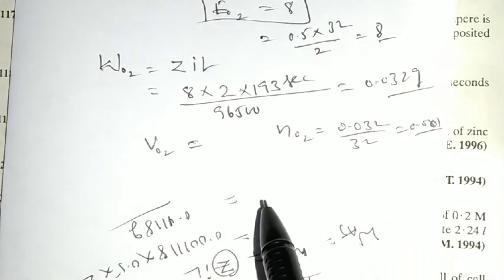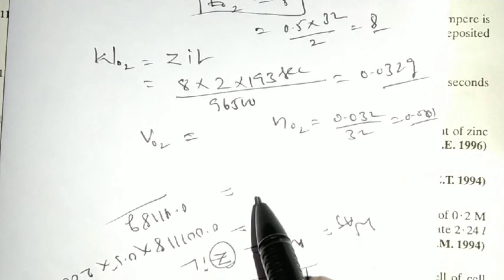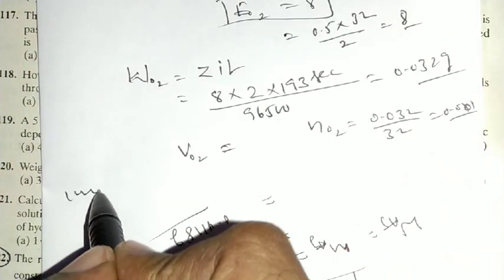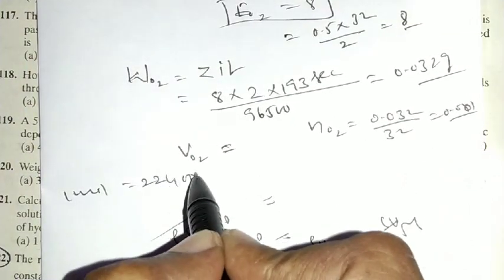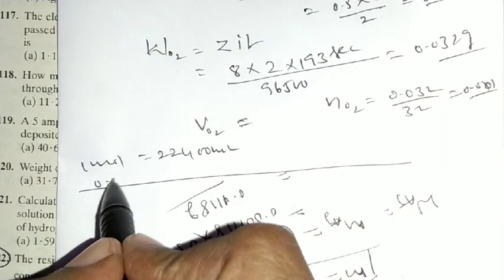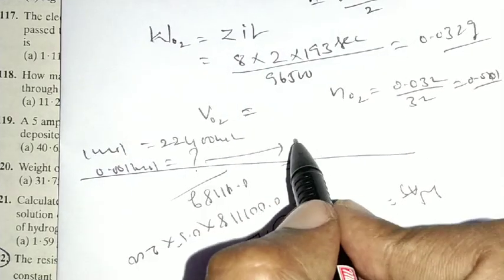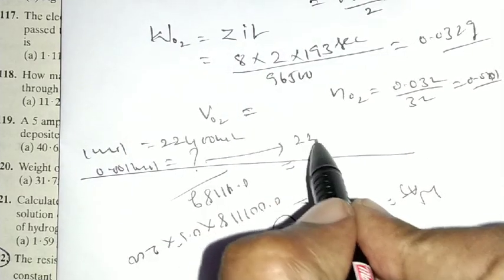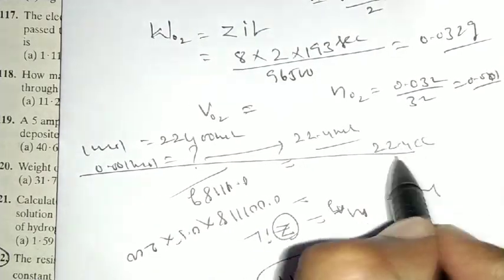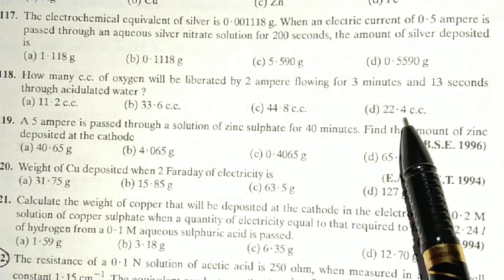Now as per the gram molar volume concept, 1 mole of any gas is equal to 22,400 milliliters. Here how many moles did we get? 0.001 mole. If you do the cross multiplication, you will get 22.4 milliliters. That means 22.4 cc. This is the answer. Is it clear? 22.4 cc.